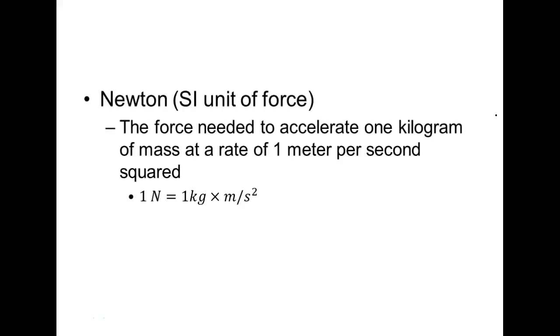A Newton is the force needed to accelerate 1 kilogram of mass at a rate of 1 meter per second squared. So that would be the formula for Newton. Basically, in this class, a Newton is just a method of measuring what? Force. Pascal is a measure of pressure. Of course, area is area, right?